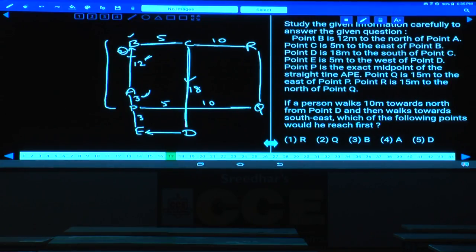Then question number 17. If a person walks 10 meters north from point D, from point D, if this person walks 10 meters north, 10 meters north means from here 10 meters, this is 3.